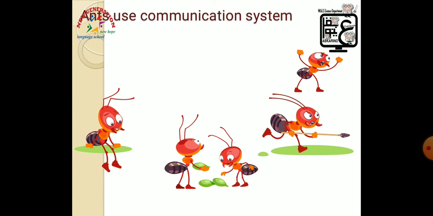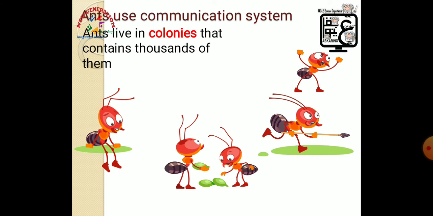Ants use communication systems also. Ants live in colonies that contain thousands of them, such as nurse ants, scout ants, and finally soldier ants. So we have three types of ants: nurse ants, scout ants, and finally soldier ants.